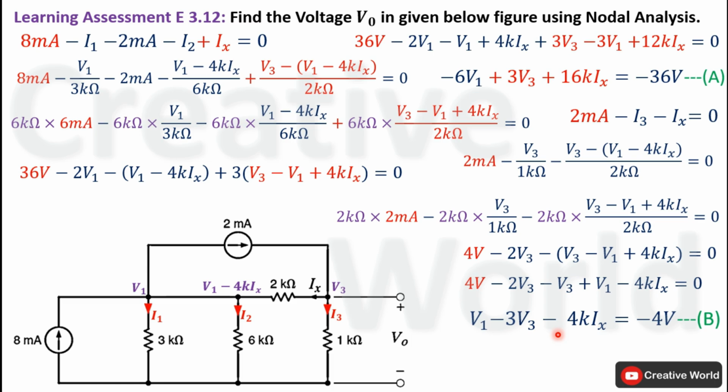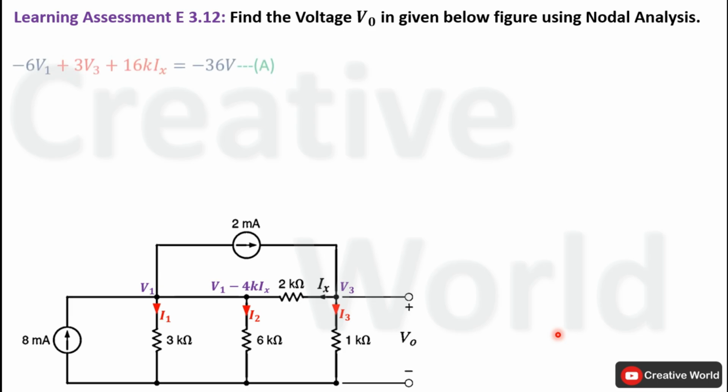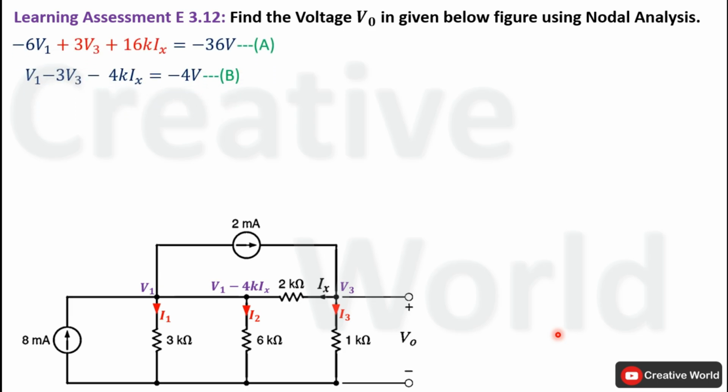Up to this point, we have retrieved two node voltage equations from this network. Now we will further solve these equations in order to find the value of voltage V3. We are interested to calculate the value of voltage V3 because it is appearing across 1 kilo ohm resistance. Voltage V0 is also appearing across 1 kilo ohm resistance. So indirectly we can say that V3 will be equal to V0. And we are interested to calculate the value of V0 as it is asked in this scenario.